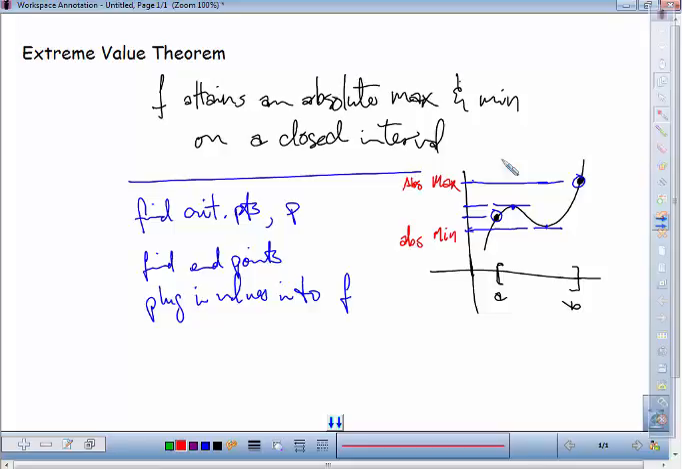So the key is that for this, you don't have to do the first derivative test or the second derivative test, but you still need to find the critical points. So you find the critical points, put them into the function and see what the values are. And then you check the endpoints, put them into the function and see what the values are. And then you just compare which one's the largest. Okay? Yeah?